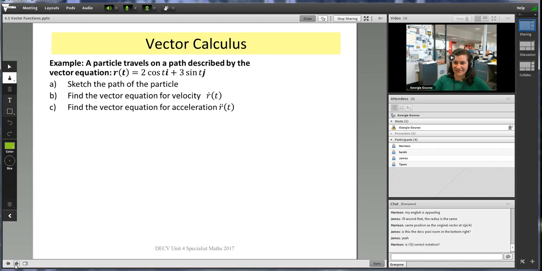Okay, so here's another example. We've got a particle travelling on a path described by the vector equation r as a function of t, 2 cos t is the i component, and 3 sine of t is the j component. Sketch the path of the particle, find the velocity equation for this object, find the acceleration vector equation for this object. So sketching the path of the particle, what do you think you might do? How would you sketch the path of the particle? What do you think?